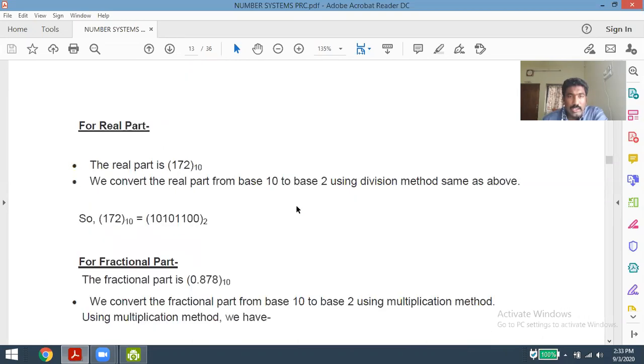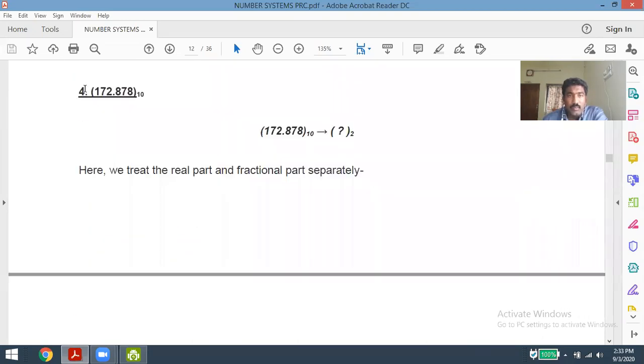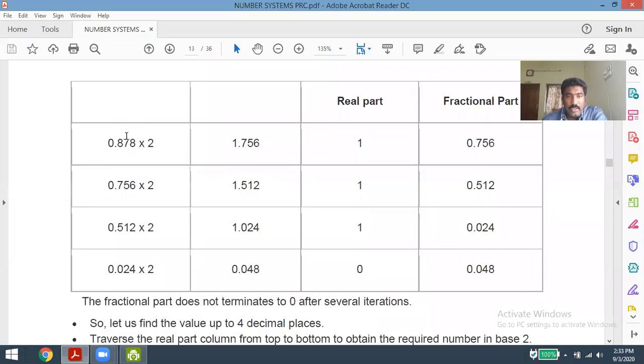So this is one more problem we are having. 172.878 base 10. I want to convert it to base 2. So 172. So first do it with the division method. I am getting some value, and now go for the fraction point 0.878. So now for the 0.878, do the same steps. So this we will get the real parts and fractional parts.